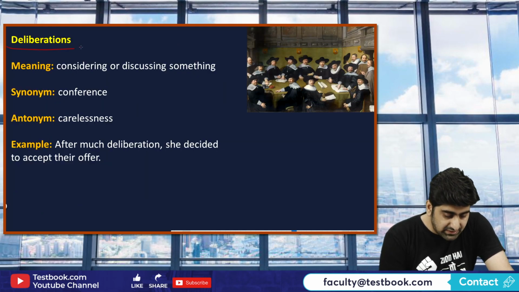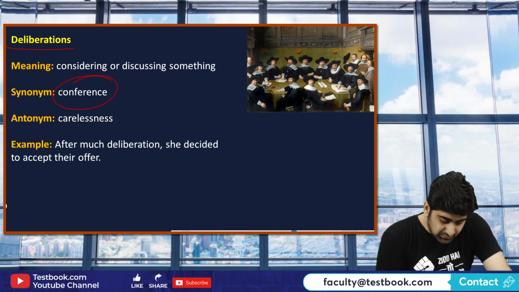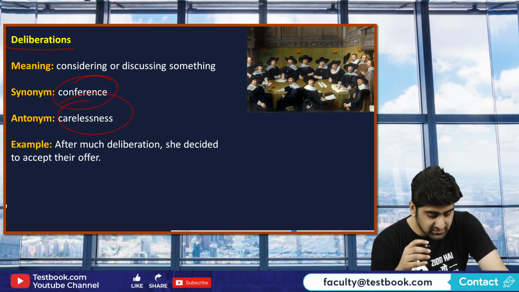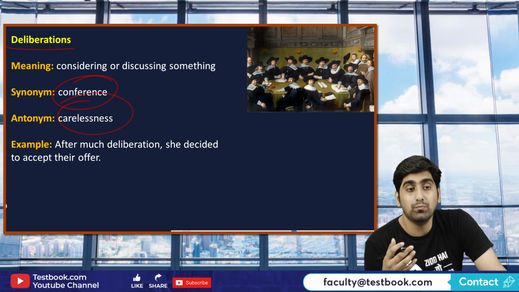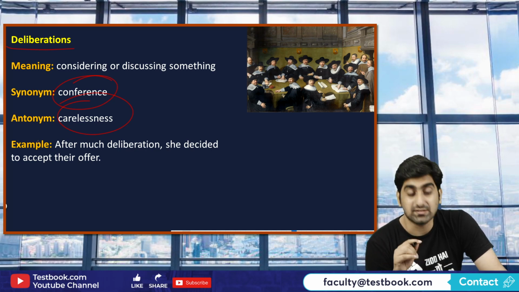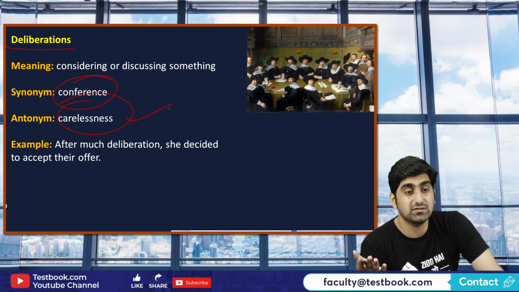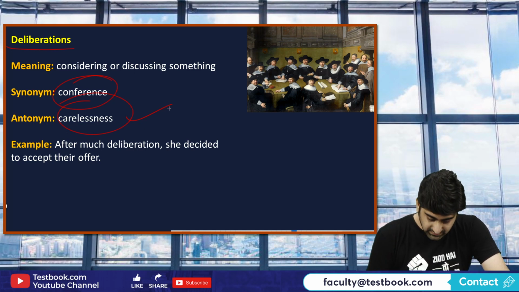And the word deliberation basically belongs to considering or discussing something very deliberately. So conference can be taken as a synonym and carelessness is the correct answer as an antonym, because to deliberate means to consider very carefully while discussing something, giving value to it. So carelessness will be the antonym for that. Example, after much deliberation she decided to accept their offer, and hence you can take it as a correct answer.